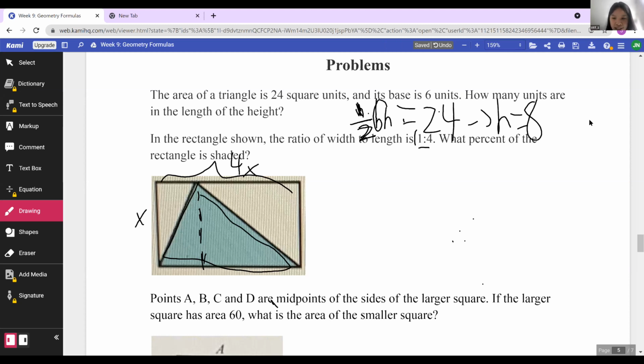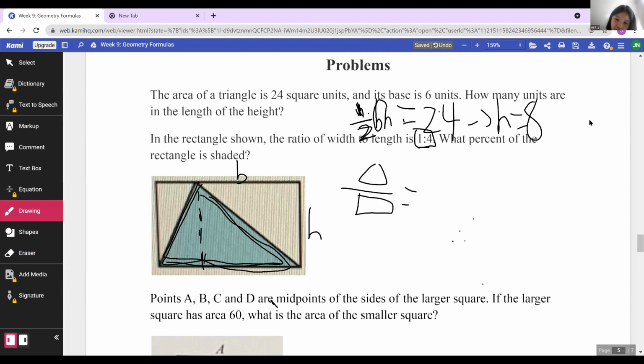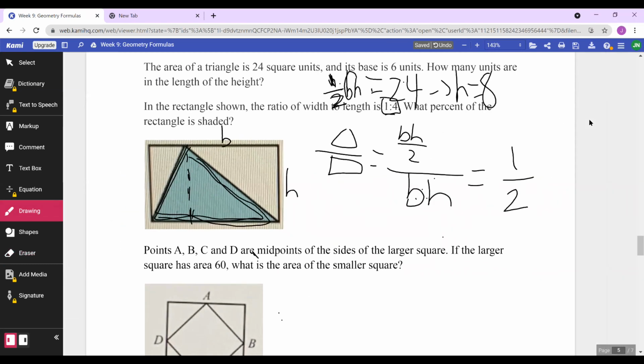But actually, you could realize that this information about the ratio of the lengths is unnecessary. You could just see that the base and the height of the triangle and rectangle are the same. That means the ratio of the areas is base times height over 2 over base times height, which is simply 1/2. In this case, the 1:4 ratio is not needed.